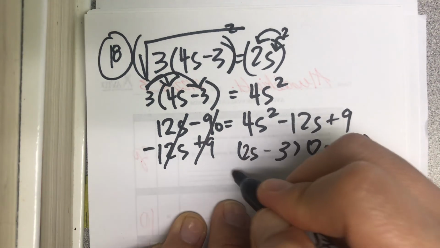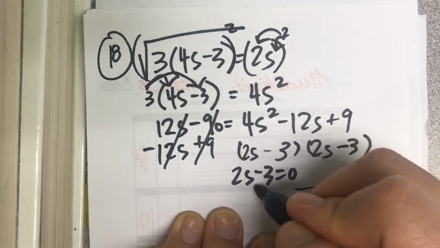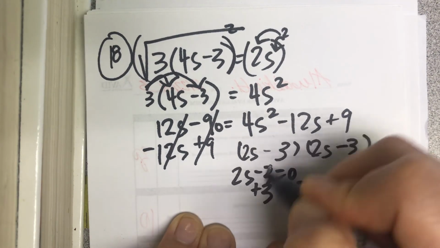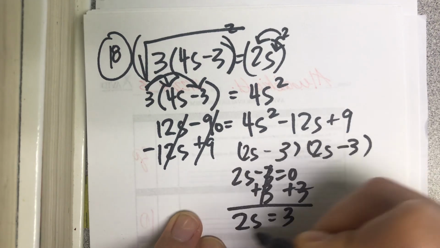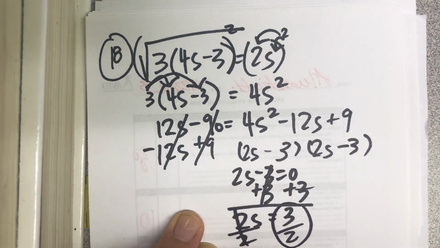Good. So 2s minus 3 will equal 0. Same thing on this side, so I'm only going to do it once. Plus 3, plus 3, 2s equals 3, s will equal 3 over 2. Easy peasy.